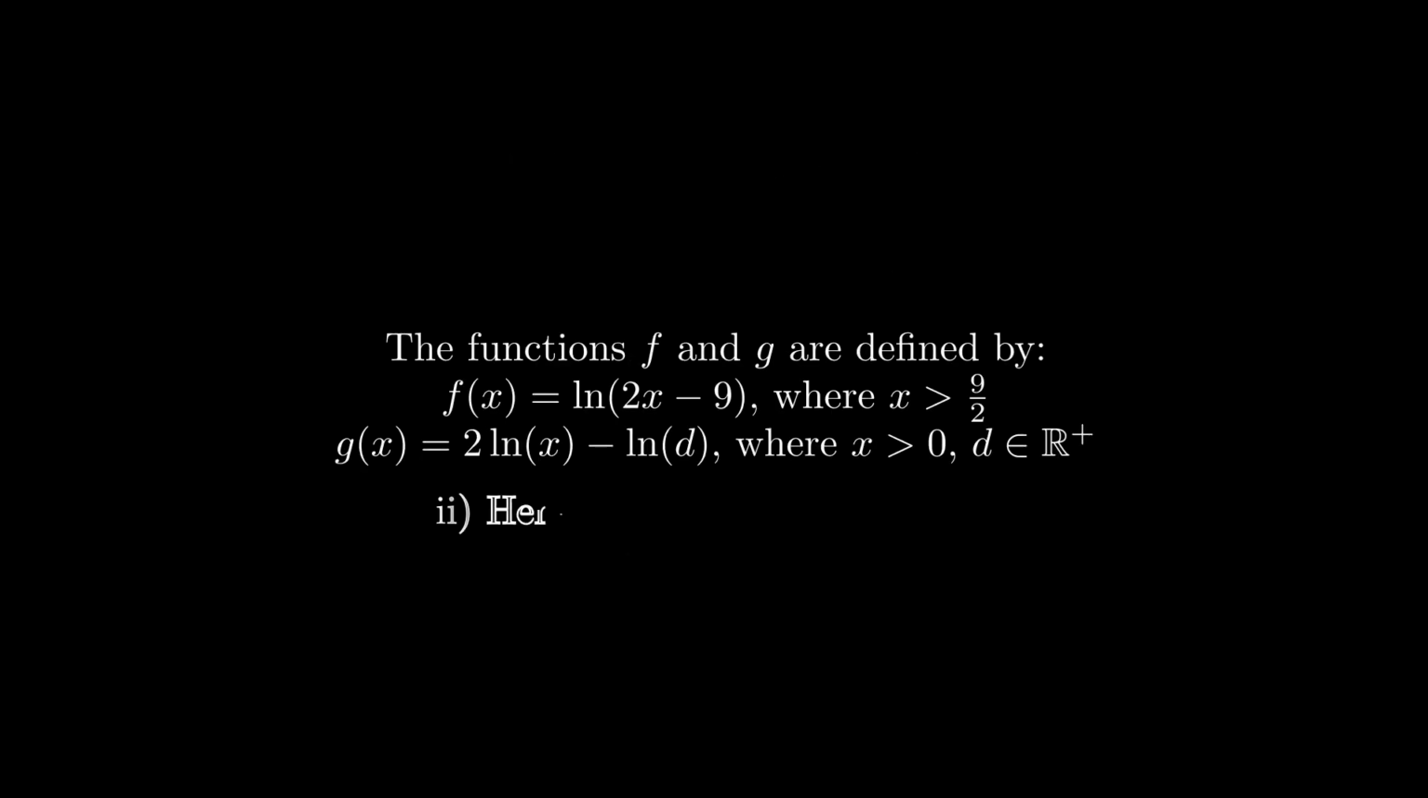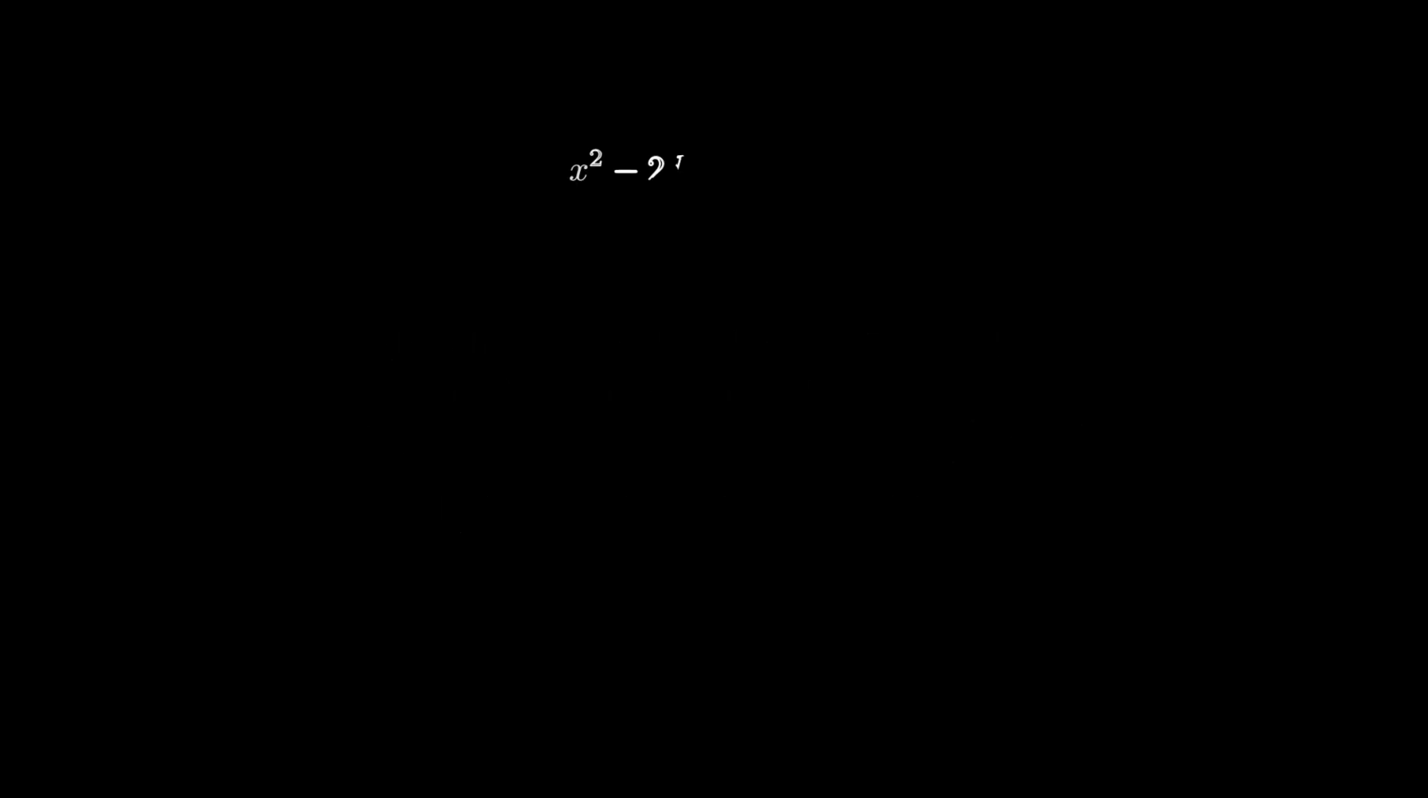For part 2, we're asked to hence show that d squared minus 9d is greater than 0. Now already alarm bells should be going off. You have a quadratic function and you're being asked to show that d squared minus 9d is greater than 0. You should be thinking of the discriminant. And that's exactly what you need to do.